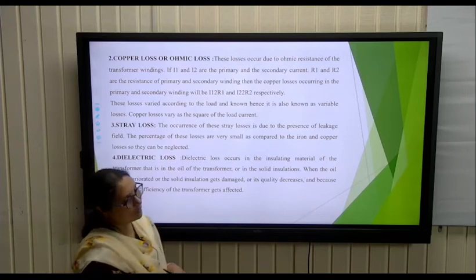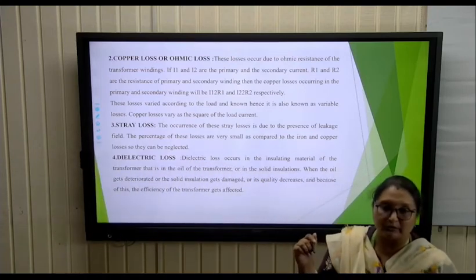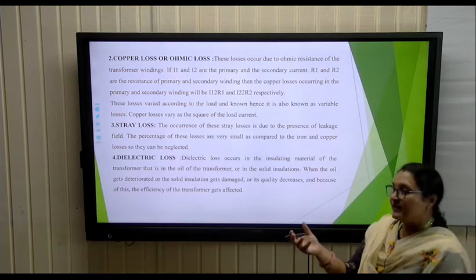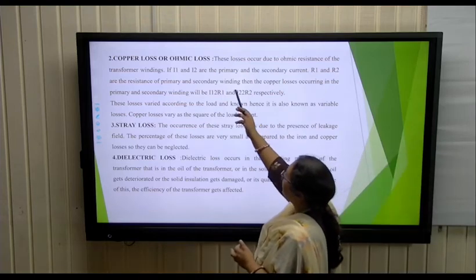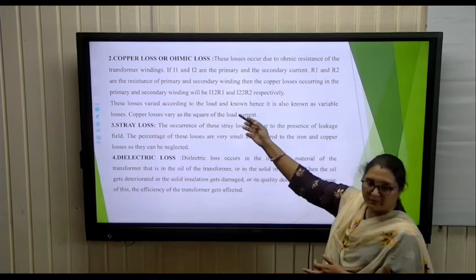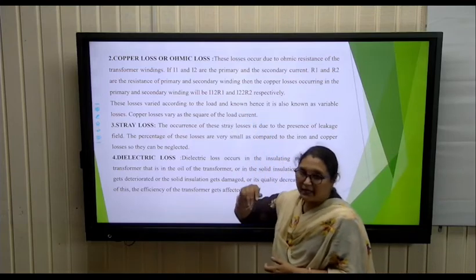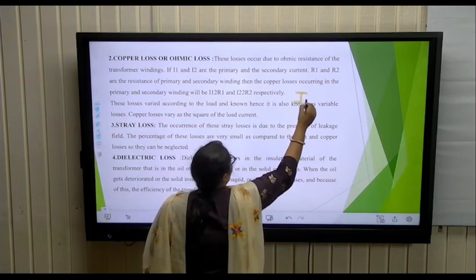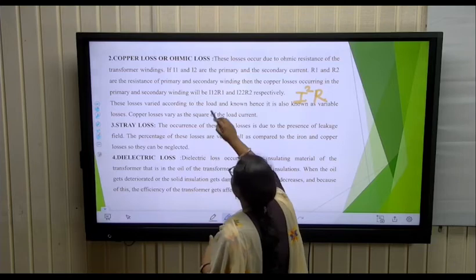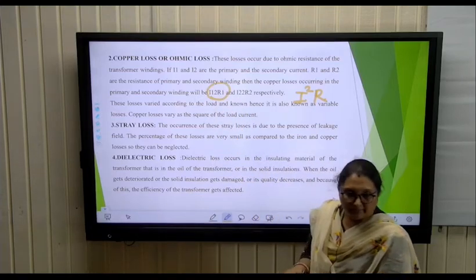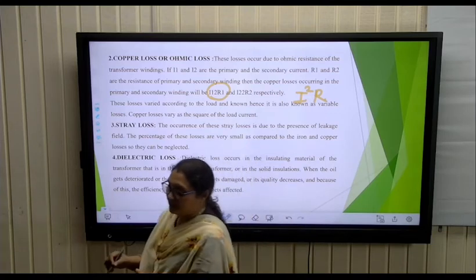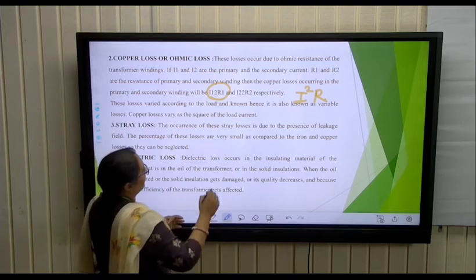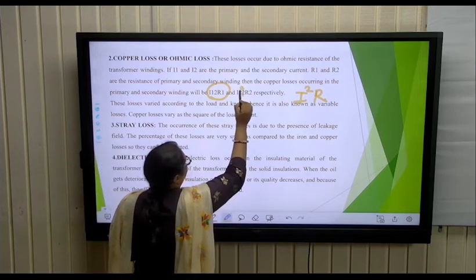The second one is the copper or ohmic losses. As you have seen in the phasor diagram also, there is some resistive part on the primary side and some resistive part on the secondary side. The loss on the primary side is called the primary copper loss, and it is represented by I square R. Generally, copper or ohmic losses are represented by I square R. So on the primary side it is I1 square R1, and on the secondary side it is I2 square R2. Fine.